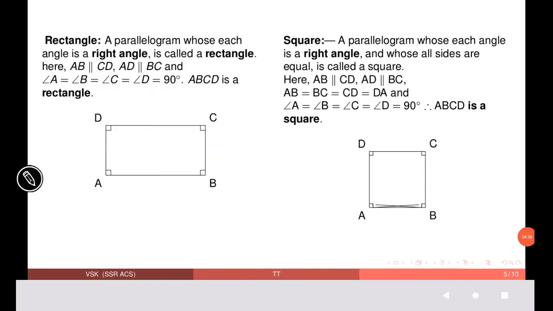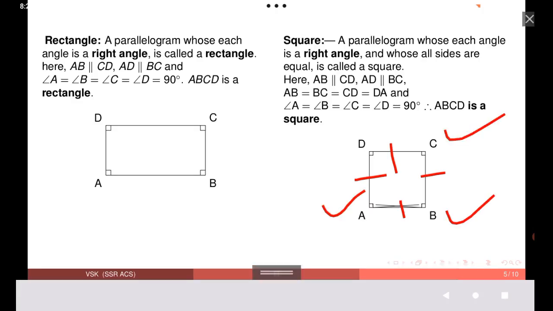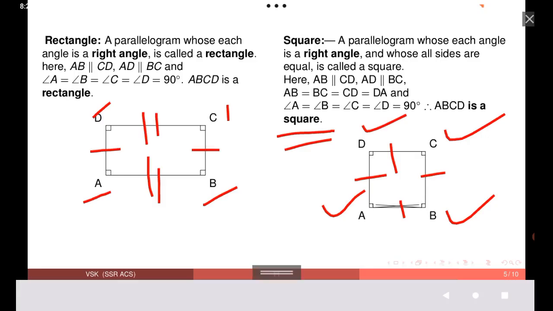Now the next one is the square. In a square, all sides should be equal and all angles should be 90 degrees. So this is 90, this is 90, this is 90, this is 90. In this case, it is called a square. In the rectangle, 4 angles are 90 degrees, and opposite sides are parallel, but all sides are not equal. So that is the difference between a rectangle and a square. Here all sides are also equal.